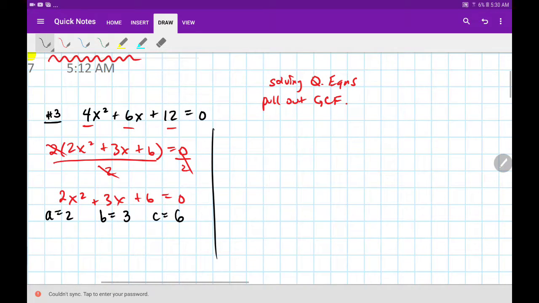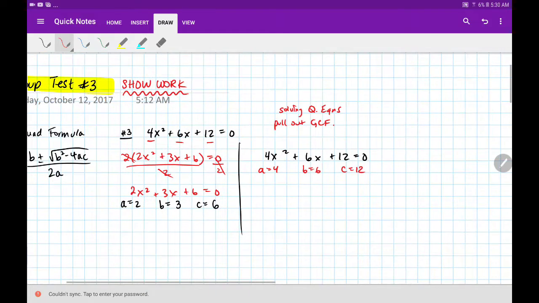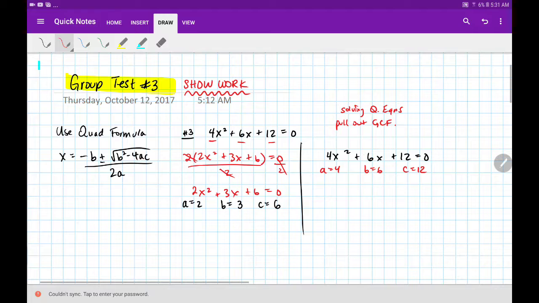If you didn't, which is more than likely, that's okay. You should still get the right answer, but you have a little more work to do because you're dealing with bigger numbers. So let's do it with A equal to 4, B equal to 6, C equal to 12. And remember, the quadratic formula is a last resort.